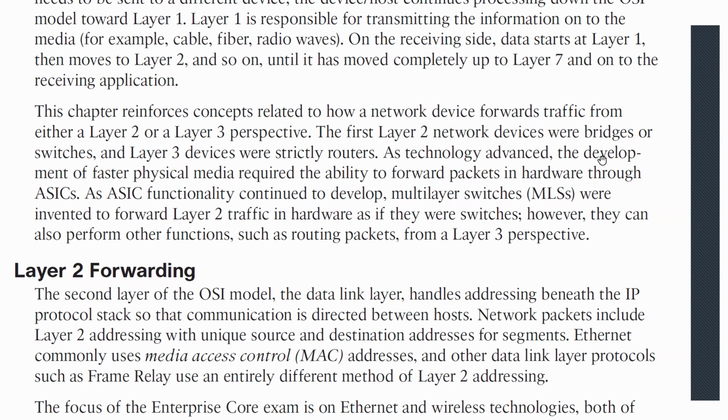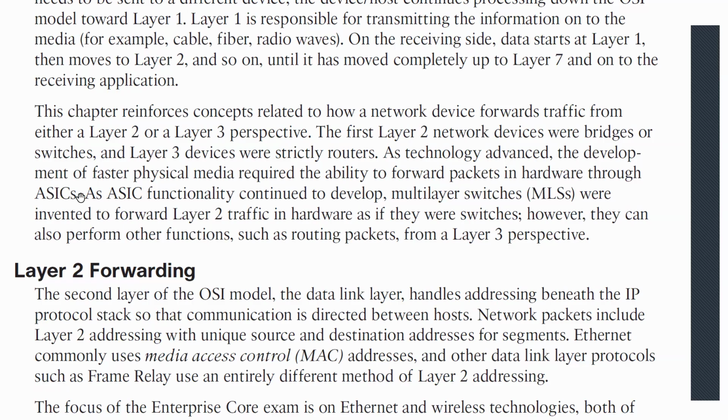As technology advanced, the development of faster physical media required the ability to forward packets in hardware through the ASIC. This was a major improvement made in the bridges. Bridges used to use hardware for the forwarding, but that was kind of slow. So application specific ICs, or application specific integrated circuits, that means kind of chips, those were made to make the process faster.